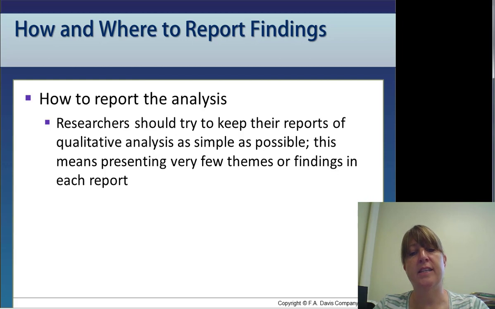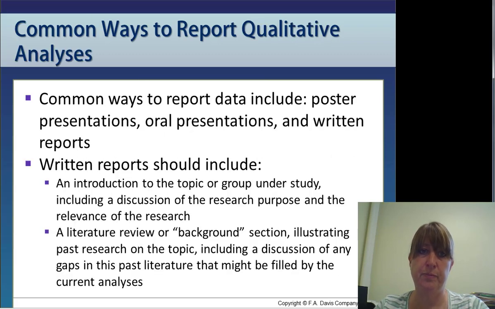Researchers should try to keep the reports of qualitative analysis as simple as possible, meaning very few themes or findings in each report. I said this. Don't put 50 themes in a report. Otherwise, you've lost your audience. Be specific. Get yourself down to, in a regular research article, 3 to 7 is max on your themes, I'd say.